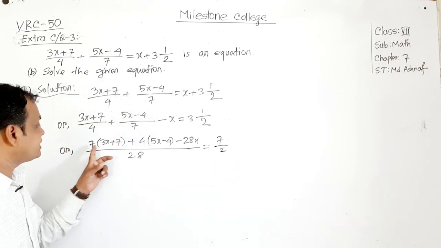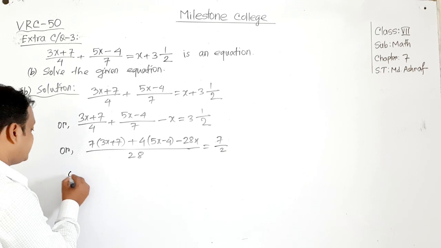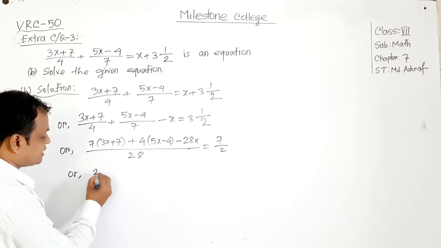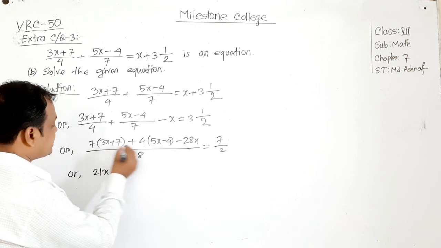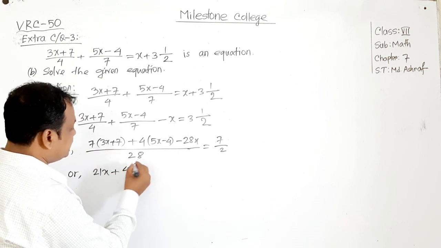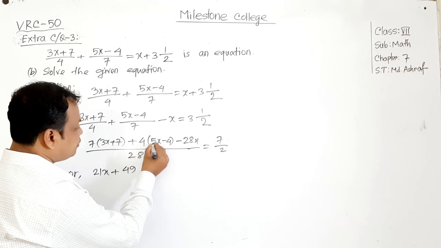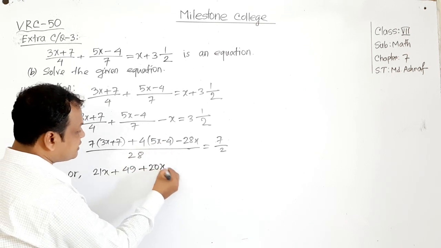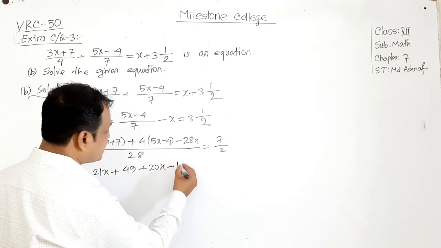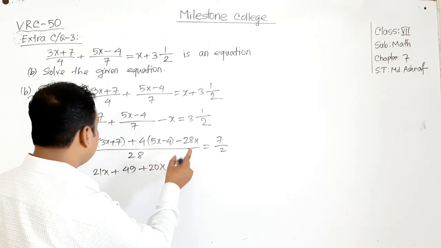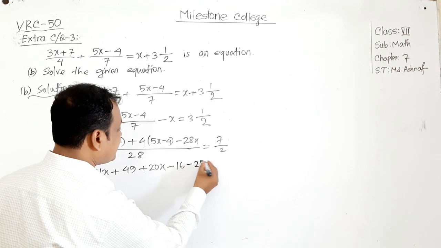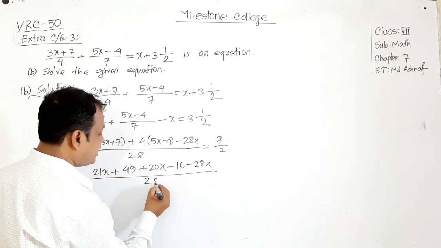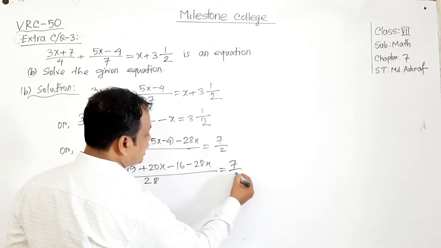Now we will multiply this part, we will expand this part, then we get 7 and 3x, by multiplying we have got 21x plus 7 times 7 will be 49, then plus 4 and 5x, you will get plus 20x, minus 16, minus 28x, divided by 28 equals 7 by 2.